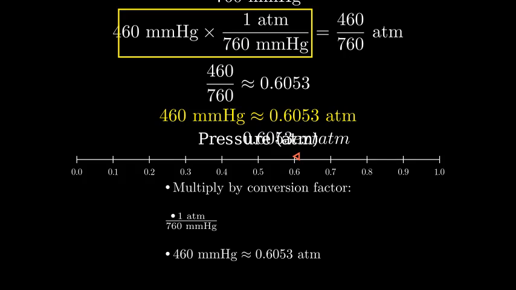millimeters of mercury. This gives us our final answer of approximately 0.6053 atm.